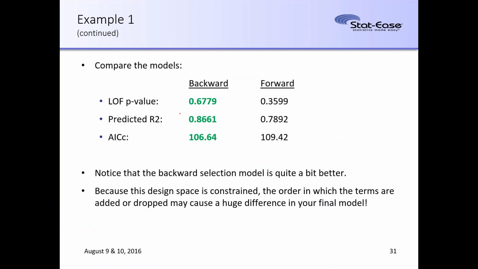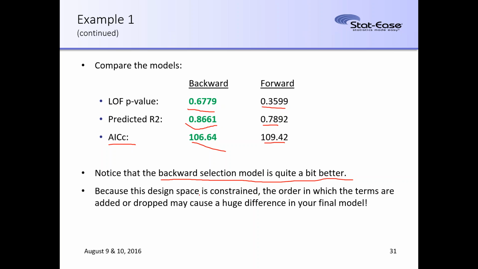What I'm going to do is compare the backward model with the forward model. I see that the lack of fit p-value is higher in the backward model, although the forward model doesn't appear to fit poorly here. I'm going to look at the predicted R-squared since I'm doing predictions in response surface methodology. Notice that the predicted R-squared of the backward model is quite a bit higher than the forward model. And the AICC of the backward model is lower. Remember, for AICC, lower is better. So the backward selection model looks to be quite a bit better just from these numerical scores.